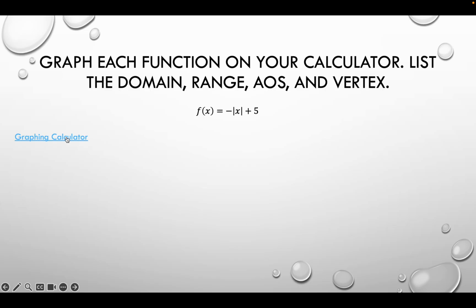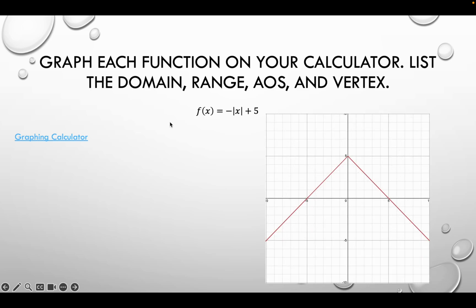Again, you can go to Desmos to graph this. We have the negative absolute value of x plus 5. Here is that graph. The domain, it's going to be negative infinity to positive infinity. It's going left and right.